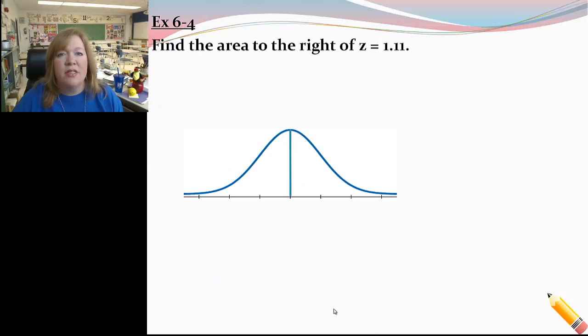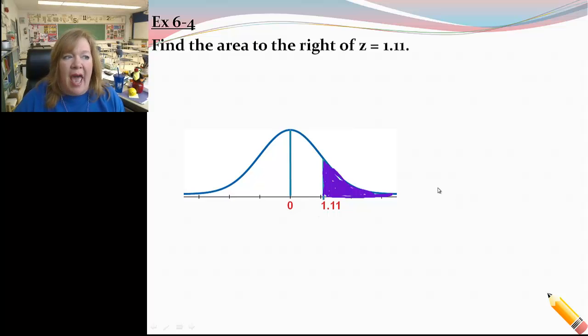Now this is a different type of problem altogether. The area to the right of z equal 1.11. To the right of this means it's going to go all the way over to positive infinity. So your sketch is going to be at 1.11 and you're going to shade to the right of that. So you can see this goes on and on. Well, you have to keep in mind that half of the area, so from 0 all the way over to infinity, is 0.5. It's 1/2 because the area under the curve is 1.